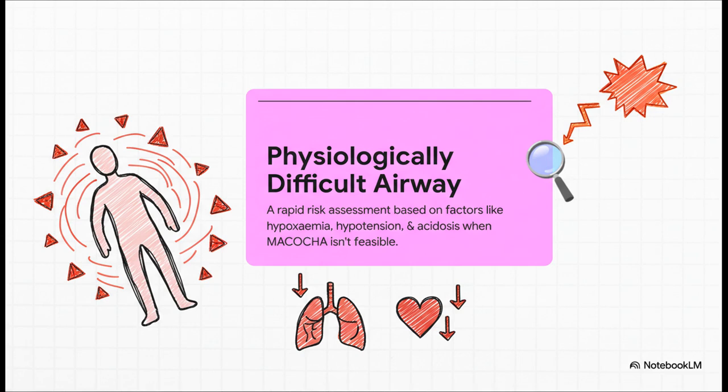But let's be real, a lot of the time your patient is unconscious or uncooperative, and getting a MACOCHA score is just not going to happen. That's where this concept, the physiologically difficult airway, is so important. This isn't about anatomy anymore, it's all about physiology. You're looking for those big red flags: severe hypoxia, rock-bottom blood pressure, a bad acidosis. These patients have zero reserve. They are the ones who can have a cardiac arrest during induction, no matter how easy the view is.